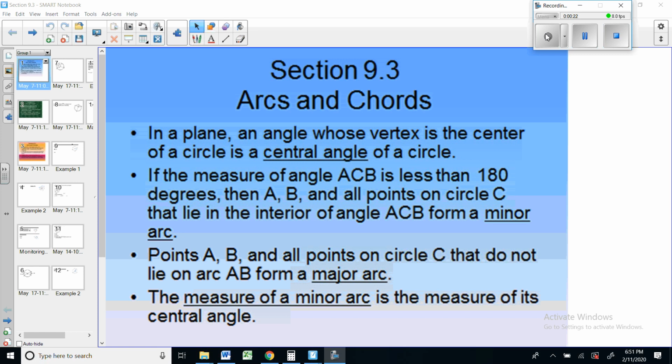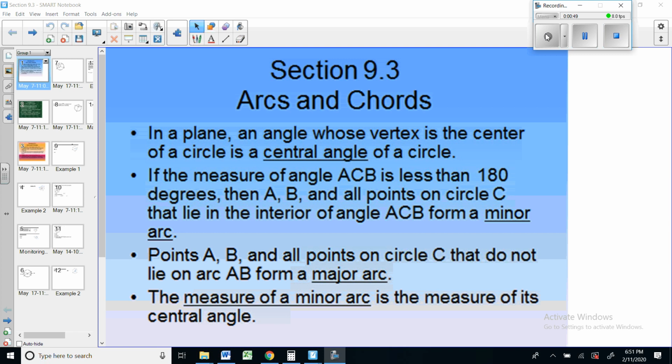If the measure of angle ACB is less than 180 degrees, then AB and all points on circle C that lie in the interior of angle ACB form a minor arc. So minor arcs are less than 180 degrees. Points AB and all points on circle C that do not lie on arc AB form a major arc. So major arcs are greater than 180, minor arcs are less than 180, and a measure of a minor arc is a measure of its central angle.